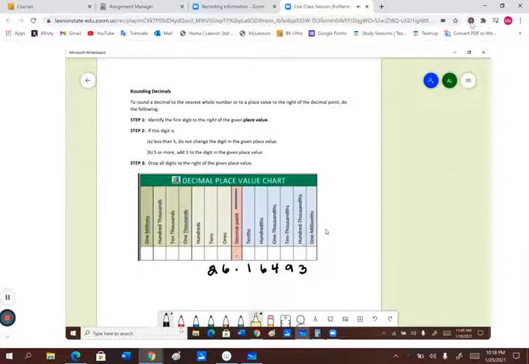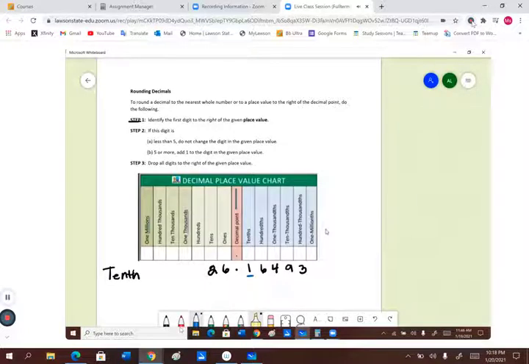26.16493. You see the place value chart that I have on the screen. That's to help you remember and identify place values of decimals. But we always identify the first digit to the right of a given place value. So with this question, I'm going to ask you to round to the nearest tenth. If I'm starting with step 1, the number in the tenths place is the 1.